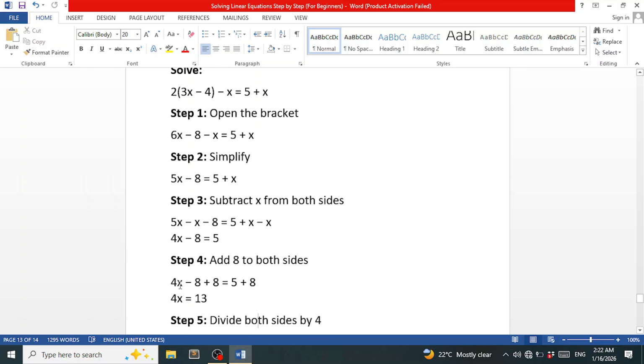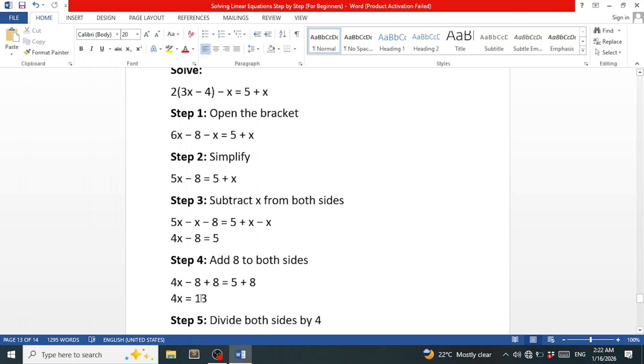And this is what I'm talking about. 4x minus 8 plus 8 equals 5 plus 8. That is 4x minus 8 plus 8. This is gonna give us 0. 4x plus 0 is gonna give us 4x right here. Then 5 plus 8 is gonna give us 13. So 4x is equal to 13.